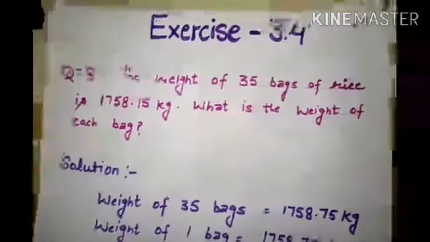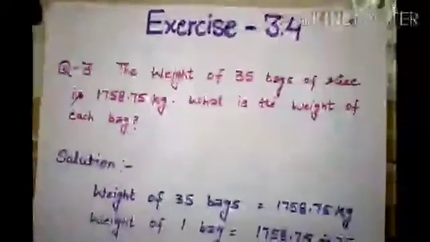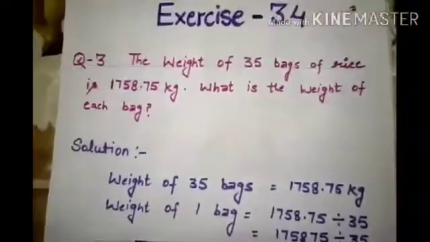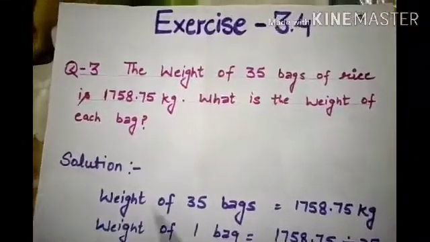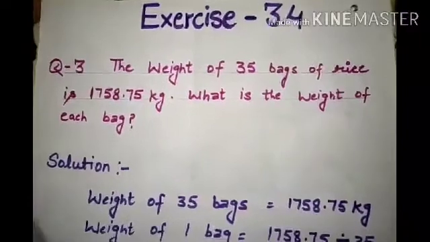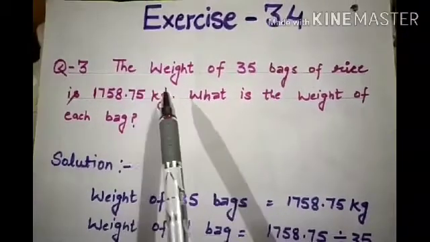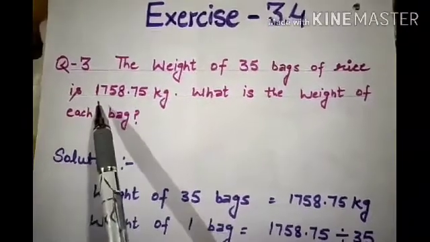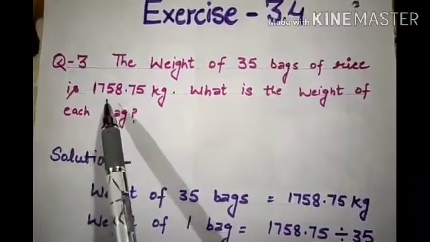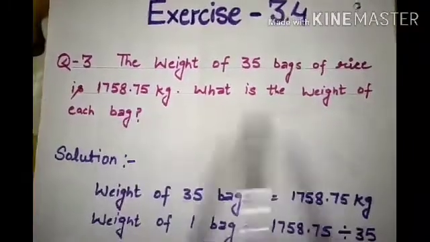Okay students, so today we will discuss exercise 3.4 and I will explain a few questions of exercise 3.4. First I am going to explain question number 3. The weight of 35 bags of rice is 1758.75 kg. What is the weight of each bag?